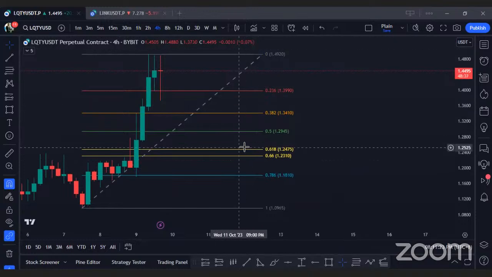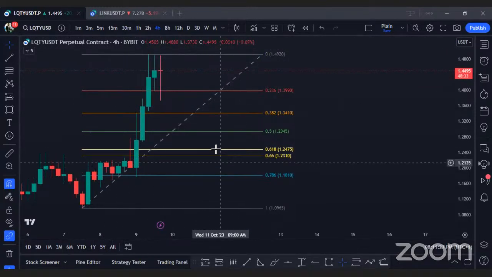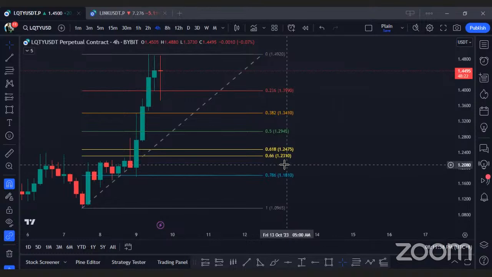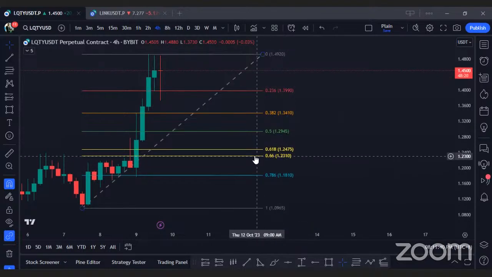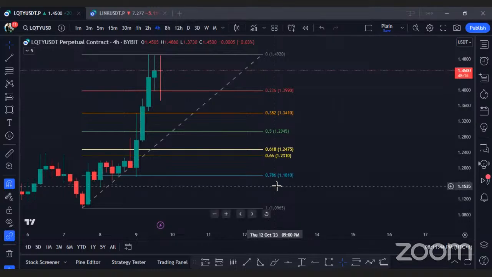Going forward, I have customized this. I have this level here, which is called the CC level, the champion level. The 0.618 and the 0.66 level are the levels that I use as my champion level. So anything from the 0.618 down to the 0.786 are my golden levels.